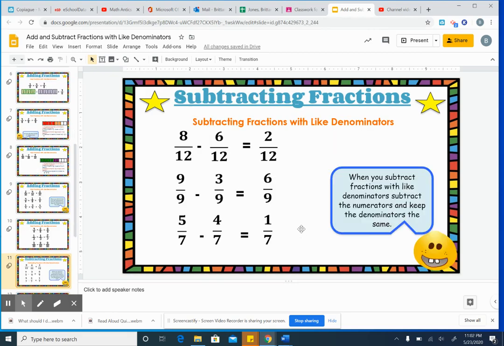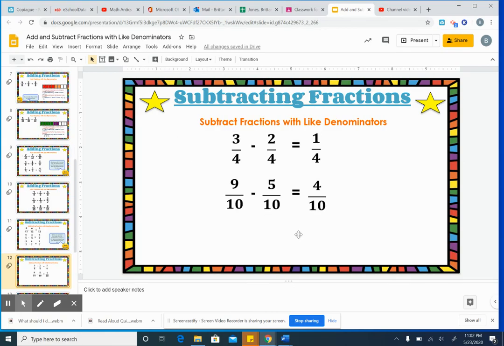Now, subtracting fractions, same thing. As long as that bottom denominator is the same, you can just take the top numbers and subtract them. So 8 minus 6 is 2, 9 minus 3 is 6, and 5 minus 4 is 1. Same rules apply as adding. Again here, check these out. They both have 4 on the bottom, you can subtract. These both have 10 on the bottom, you can subtract.